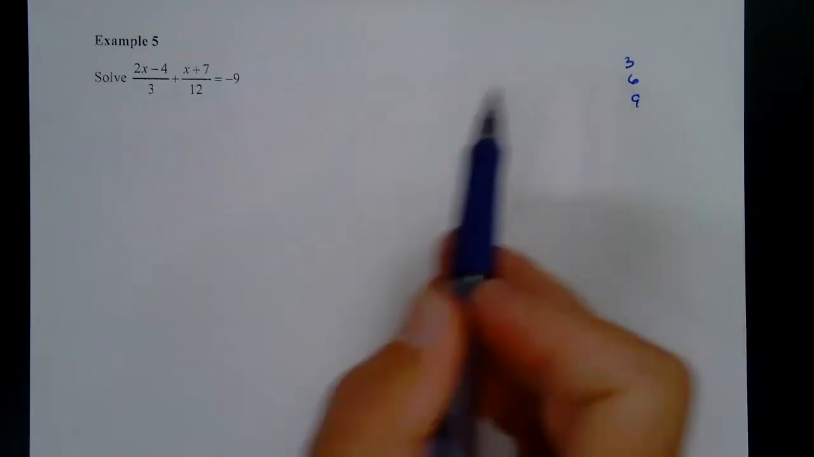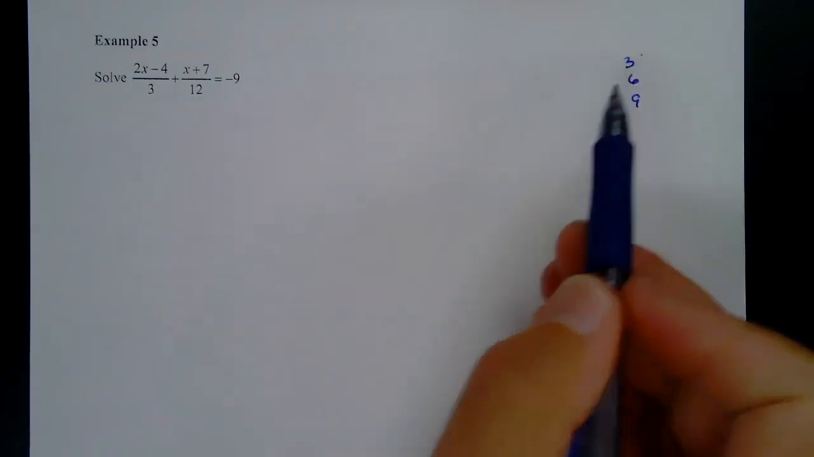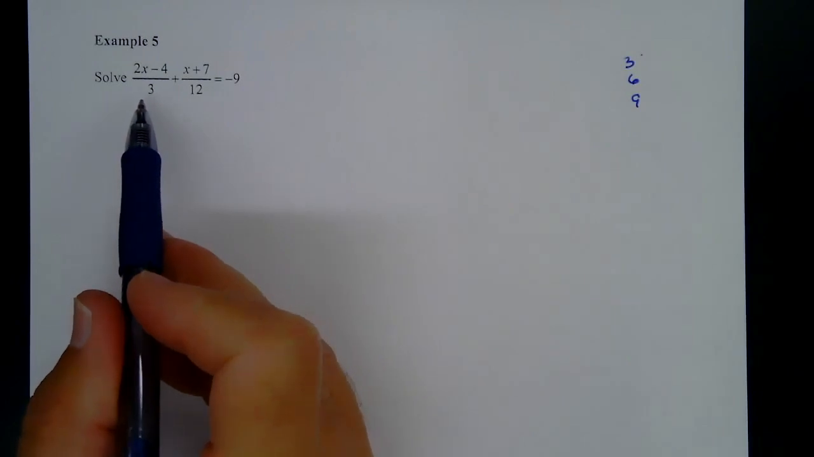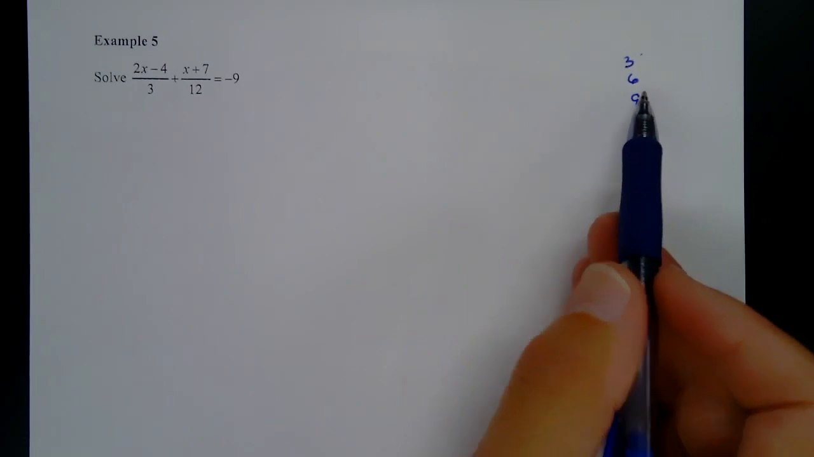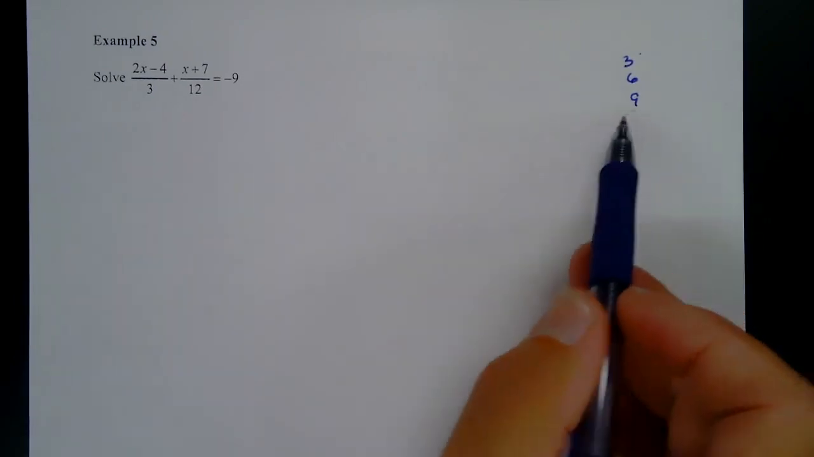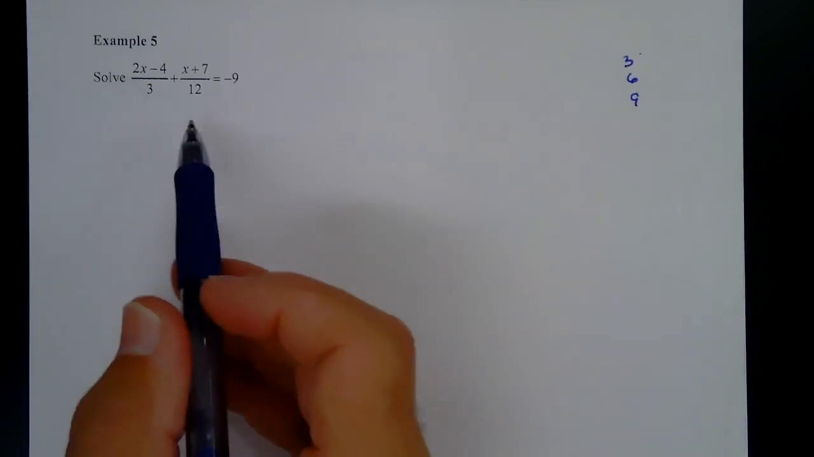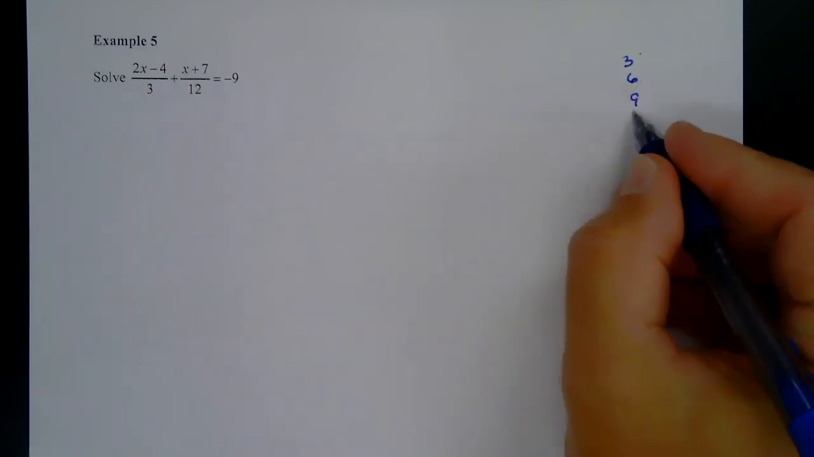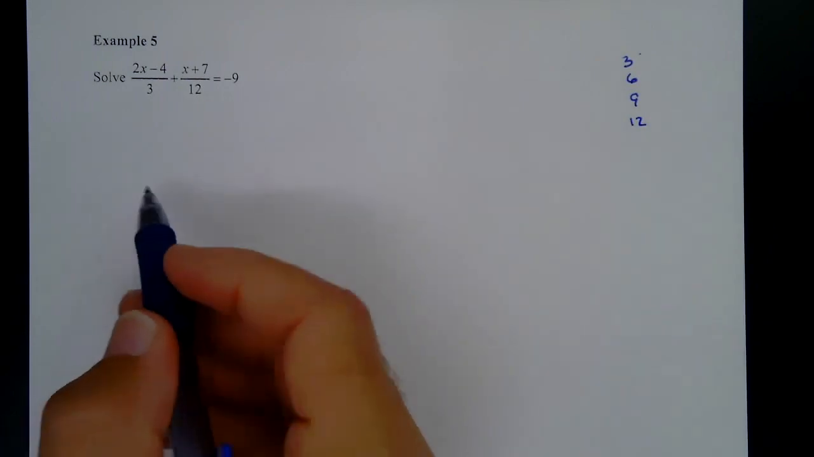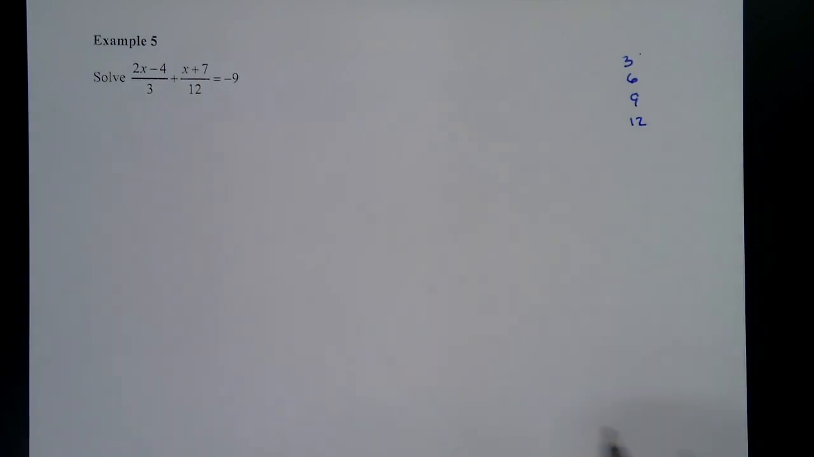Does 3 go into 3? Yes. Does 12 go into 3? No. So we don't want to use 3. Does 3 go into this 6? Yeah, it goes in twice, right? But 12 doesn't go into 6. How about 9? Yeah, 3 goes into 9. But does 12 go into 9? No. So the next multiple of 3 would be 12. Does 3 go into 12? Yes. Does 12 go into 12? Yes, once. So that's what we want to do.